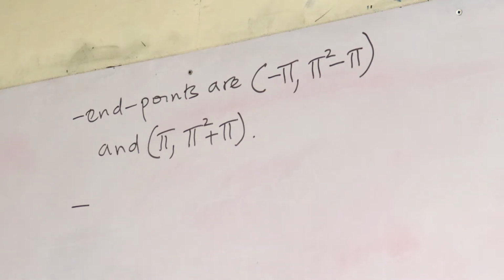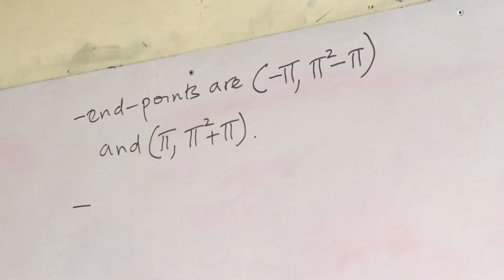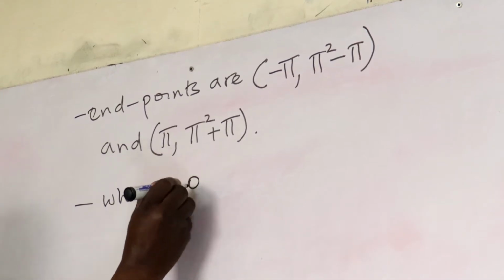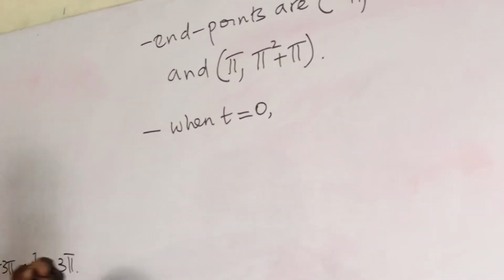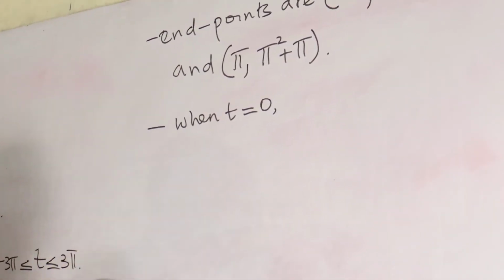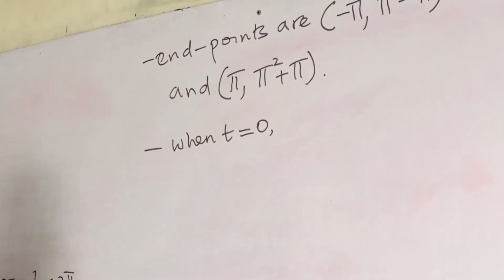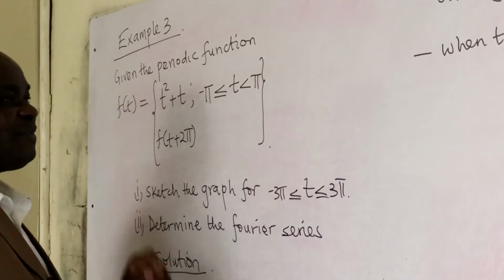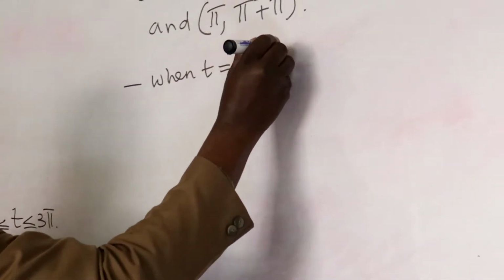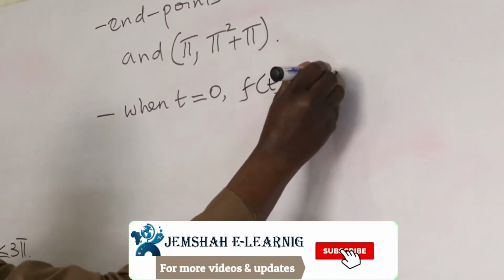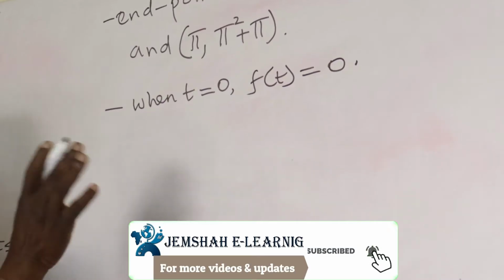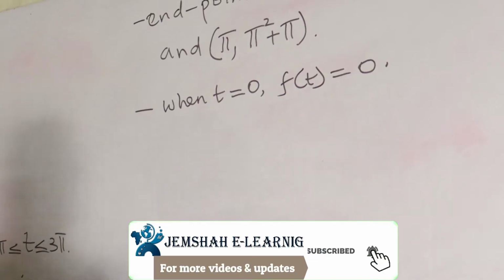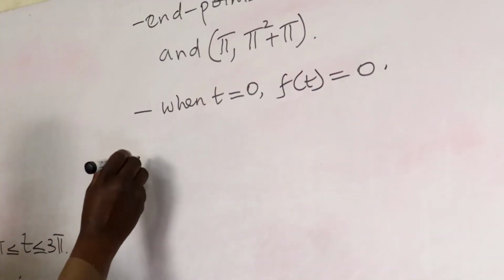Now we want to get when t is equal to 0. This will help us in getting the point where our curve crosses the vertical axis. When t is equal to 0, what will be the value of f of t? f of t will also be 0, and it is only at that point. So we say point (0, 0) is where our curve crosses the vertical axis.